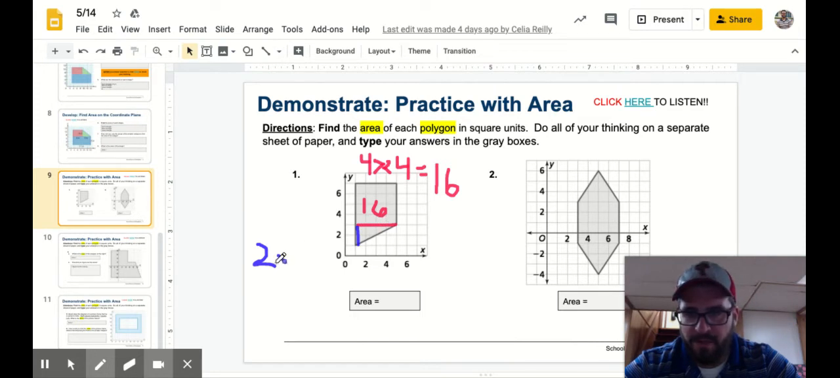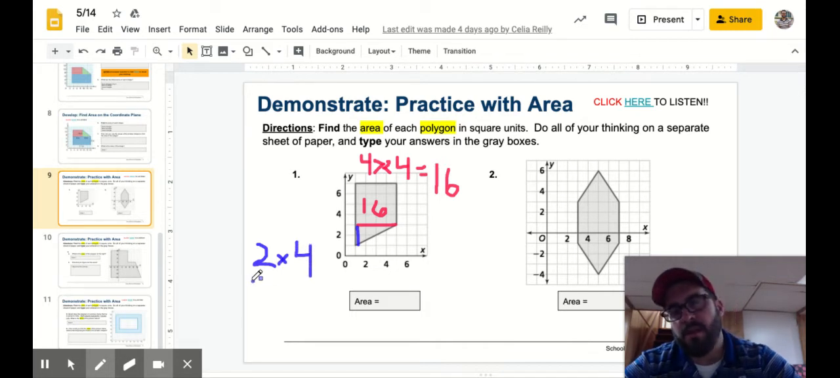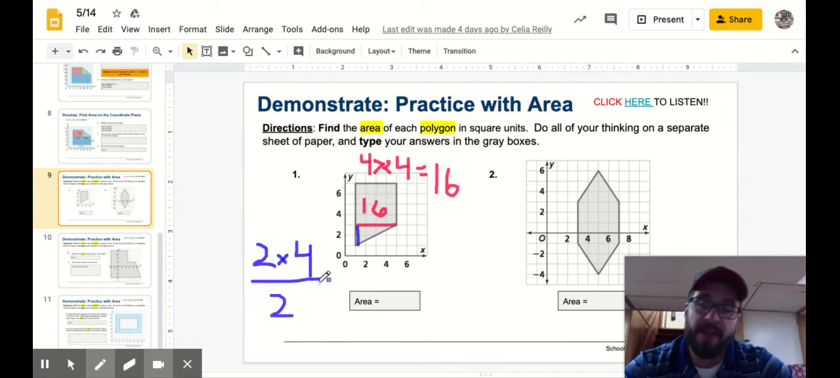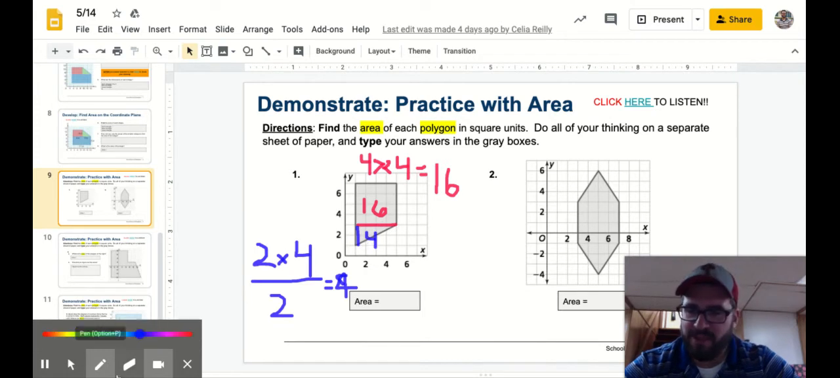So I'm going to try and make a times sign again. 2 times 4. And I know that if I do 2 times 4 and then multiply it by 1/2 or divide it by 2, I get 4. I'm not very good with the pen, guys. Sorry. So the area of this triangle is 4. So not 14. Let me erase that. I don't want anybody getting confused.